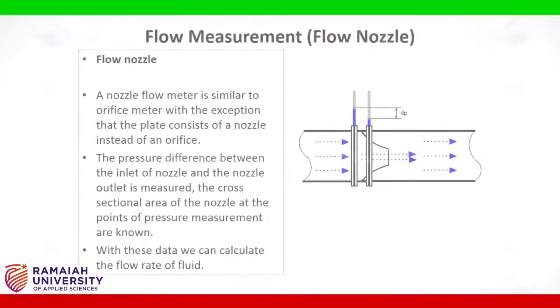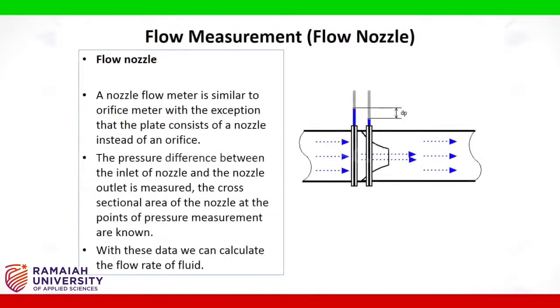Flow nozzle. A nozzle flow meter is similar to orifice meter, with the exception that the plate consists of a nozzle instead of an orifice. The pressure difference between the inlet of nozzle and the nozzle outlet is measured. The cross-sectional area of the nozzle at the points of pressure measurement are known. With these data, we can calculate the flow rate of fluid.